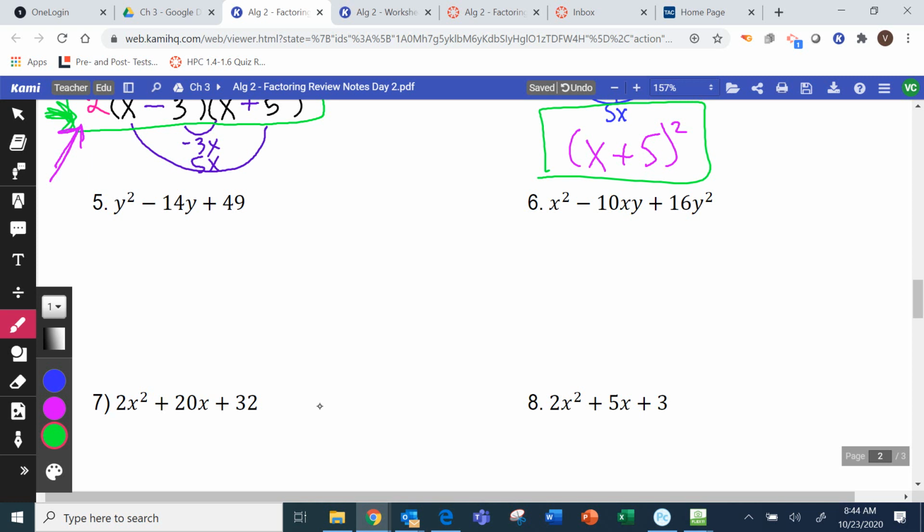Try number 5. See how fast you can do it. If you got number 5, try number 6. On number 6.